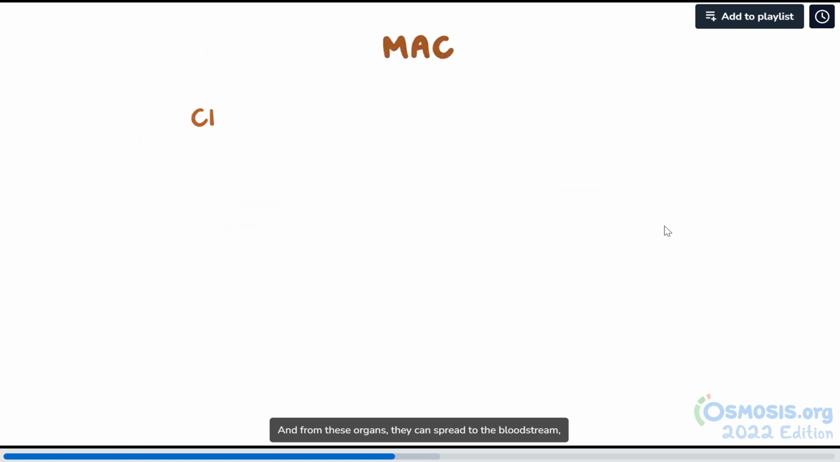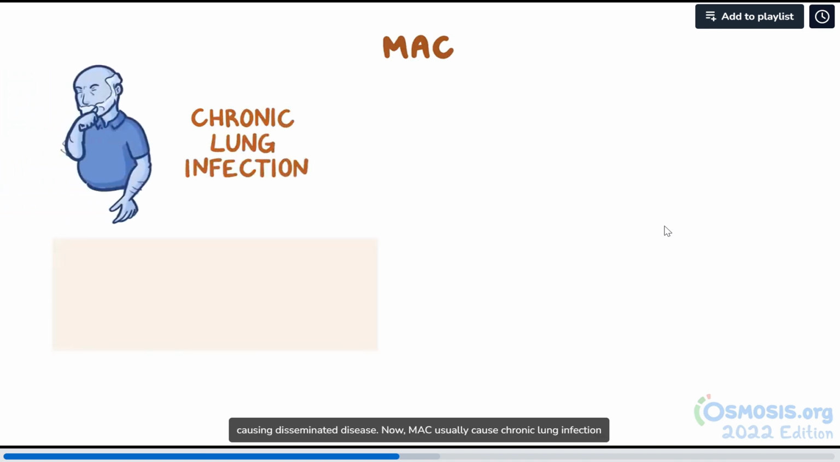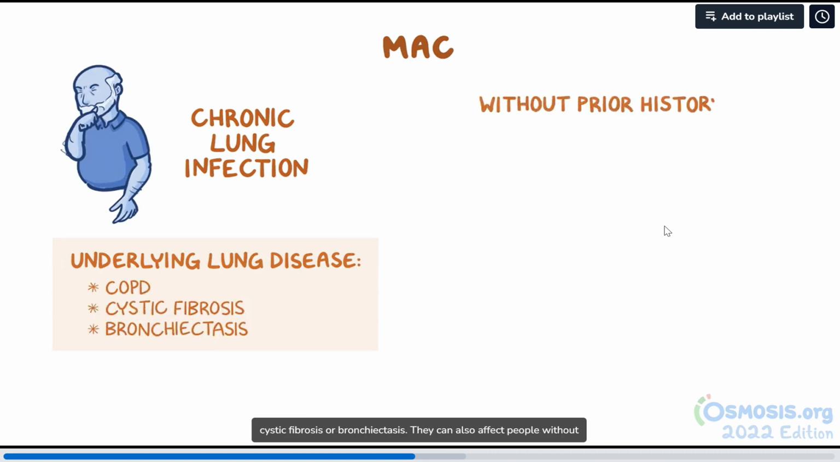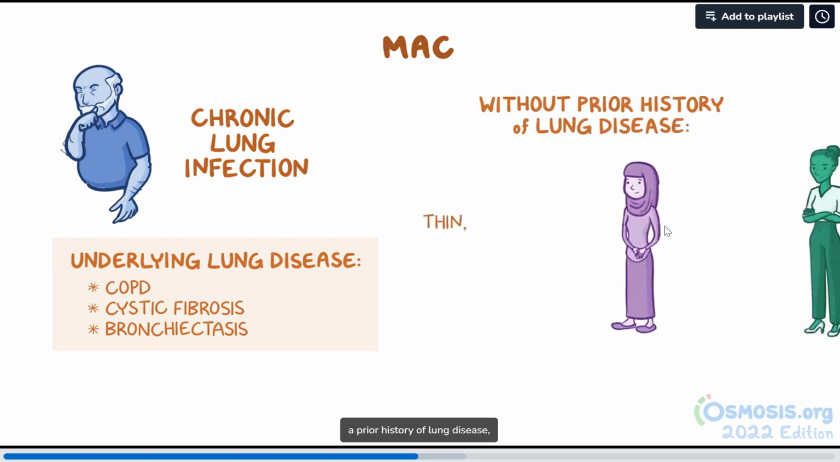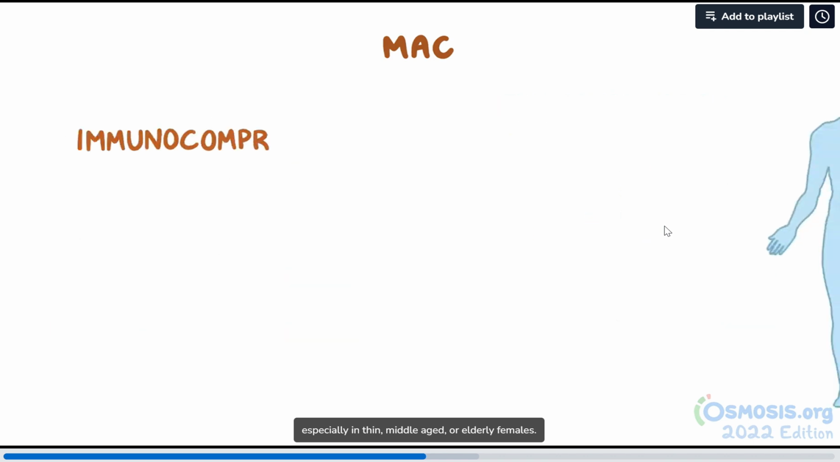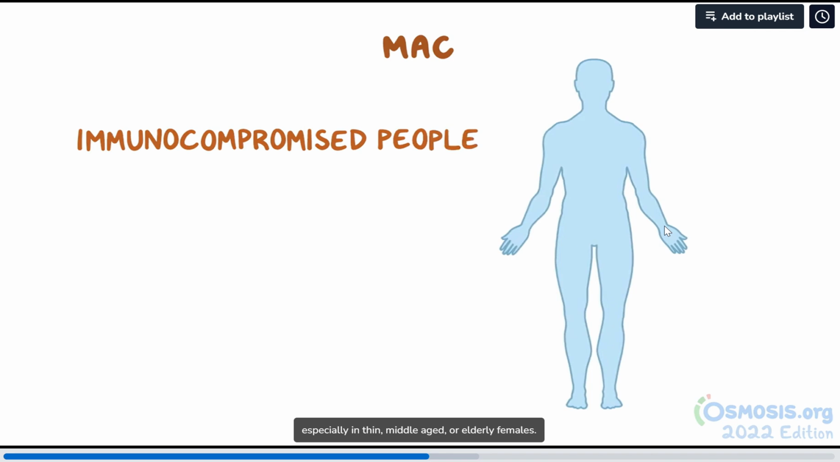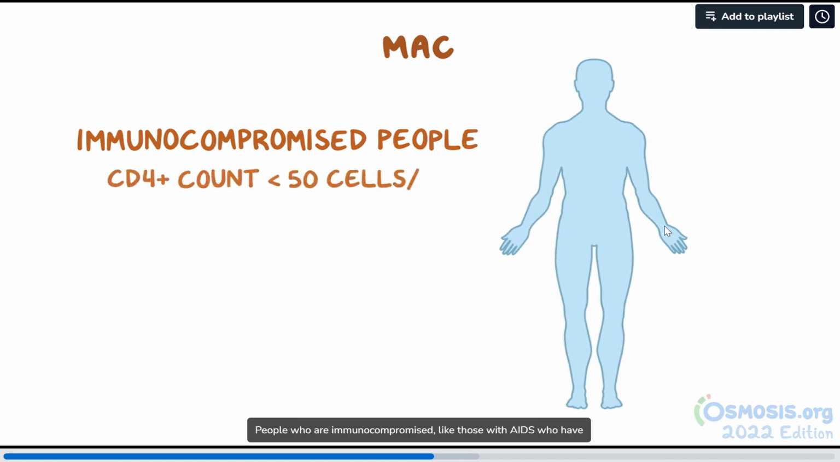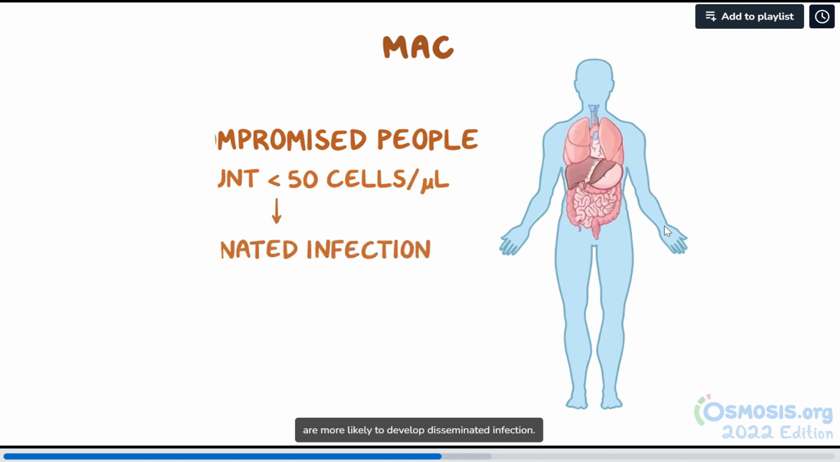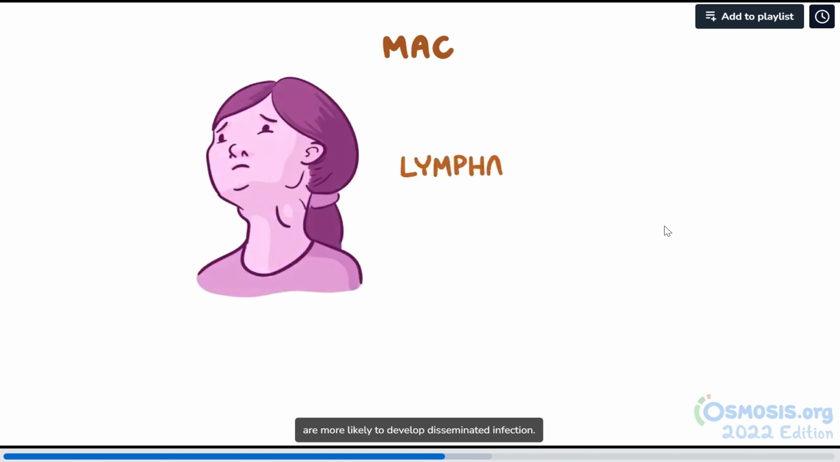Now, MAC usually cause chronic lung infection in people who already have an underlying lung disease, such as chronic obstructive pulmonary disease, cystic fibrosis, or bronchiectasis. They can also affect people without a prior history of lung disease, especially in thin, middle-aged, or elderly females. People who are immunocompromised, like those with AIDS, who have a CD4 cell count below 50 cells per microliter, are more likely to develop disseminated infection. In young children, MAC can cause lymphadenitis, or swollen lymph nodes.